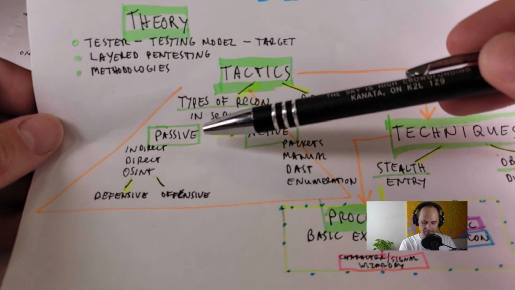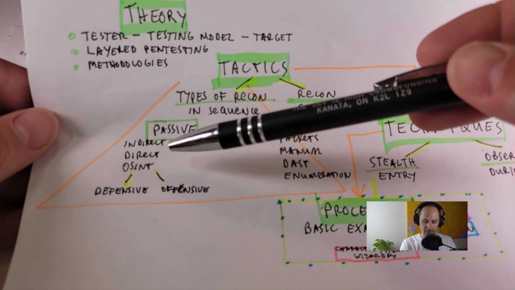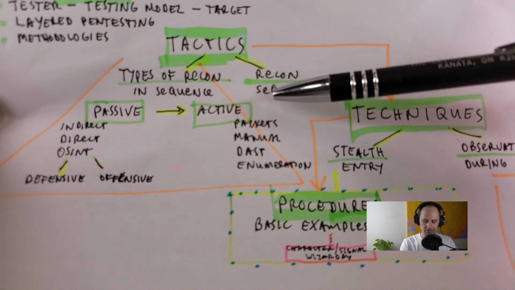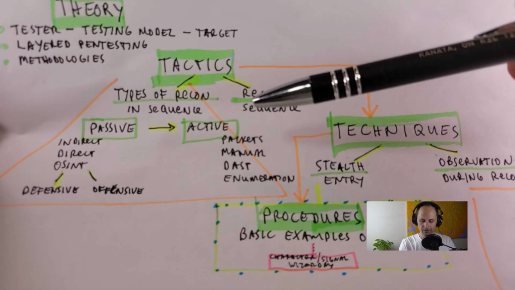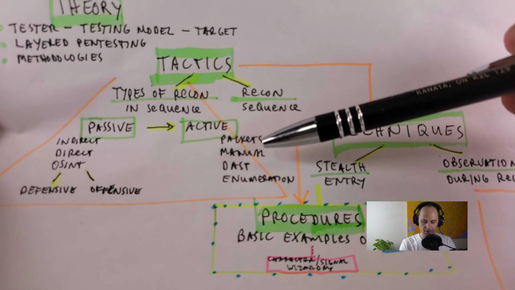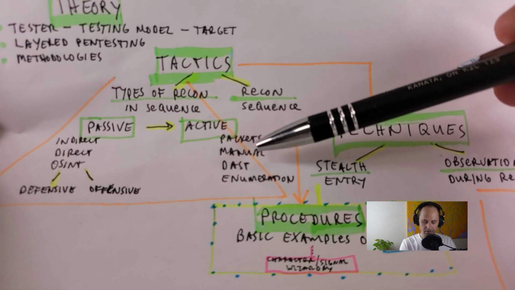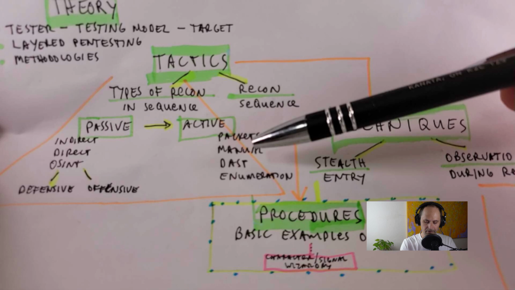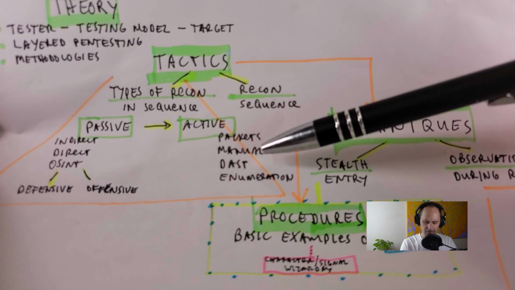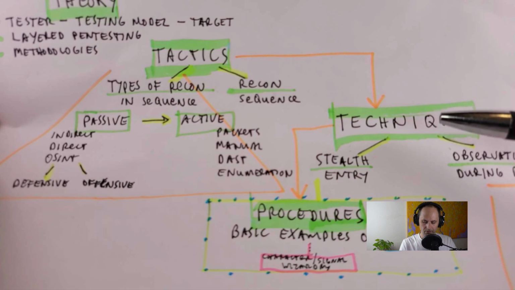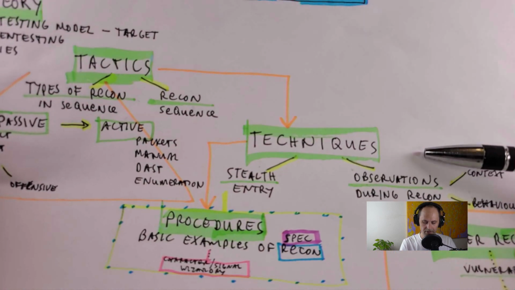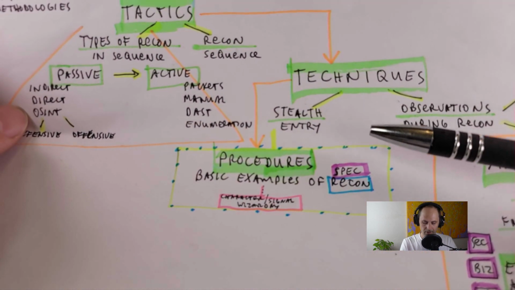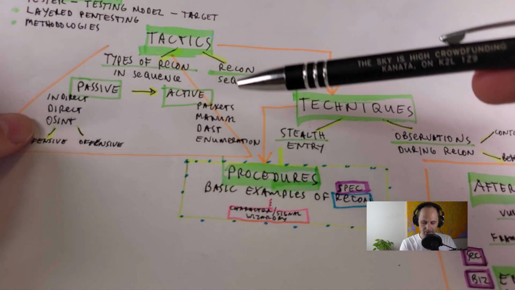Within the passive beginnings, you have the indirect, direct, and OSINT, the defensive side of OSINT and offensive OSINT. Then you get into the active types of Recon. We play with packets, you have some manual work, you have some dynamic, automated security testing, and you have enumeration. Within the techniques, you have stealth entry and observations during Recon, the context and the behavior. All these interrelate in a certain way.